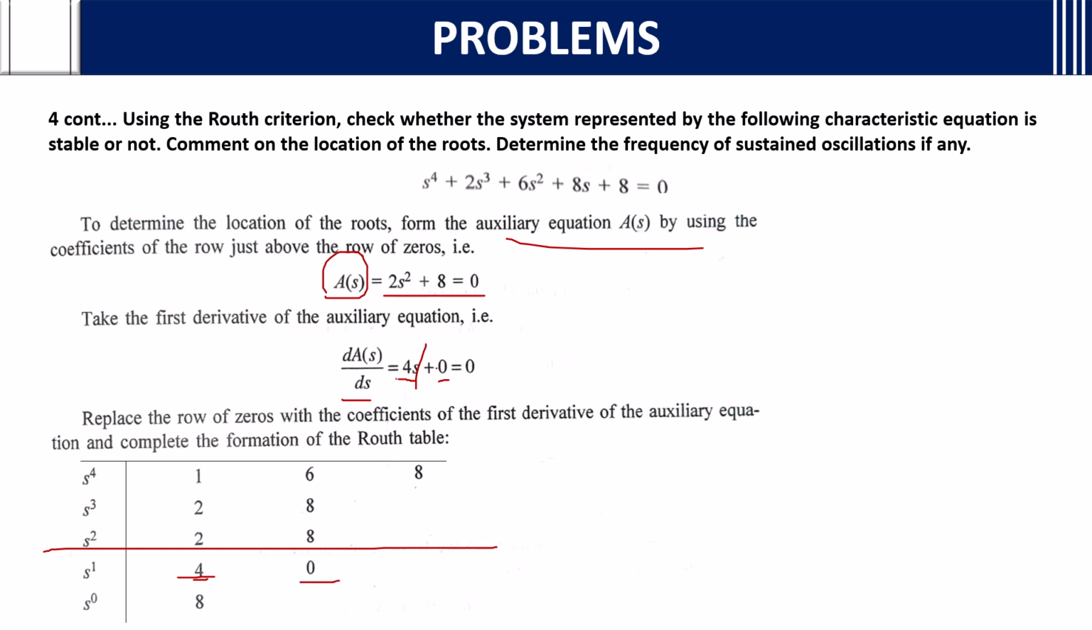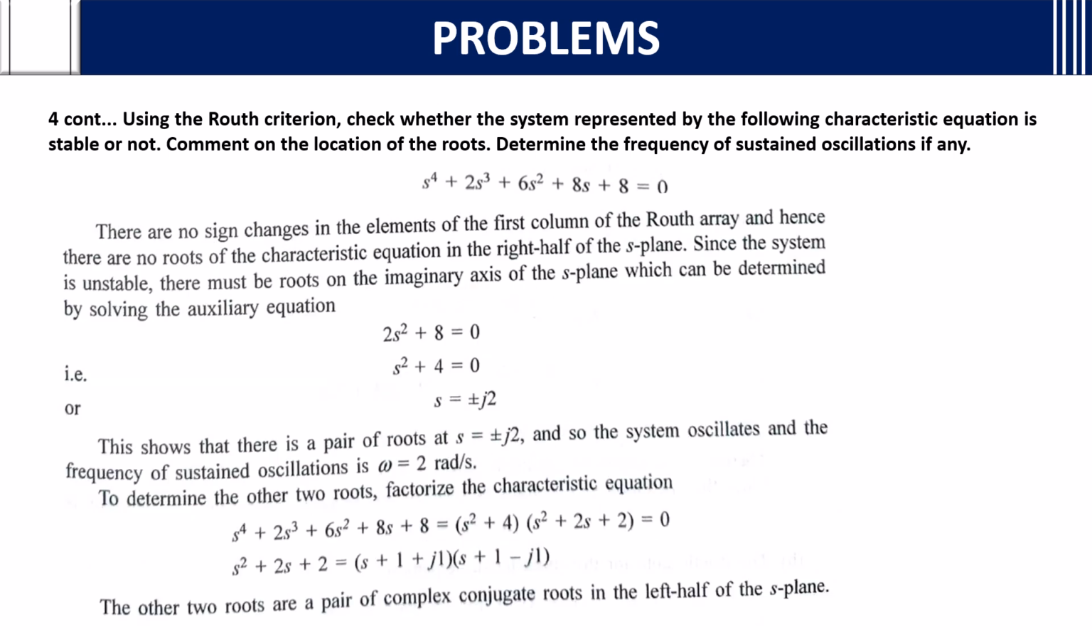Now what you got is this value. There is no 0 now present. Now what you should do is 4 into 8, 32, minus 0, by 4. 32 by 4 is 8. You got 8. Replace the row of zeros with the coefficients of the first derivative of the auxiliary equation. The equation you get, you need to replace in the place of the zeros. After doing this, there are no sign changes.